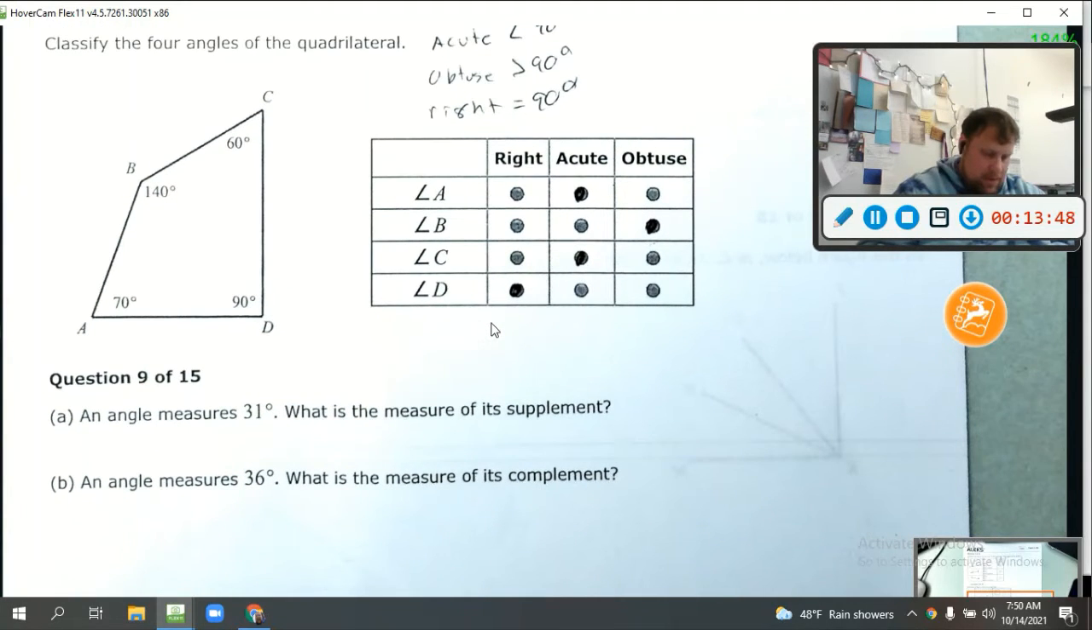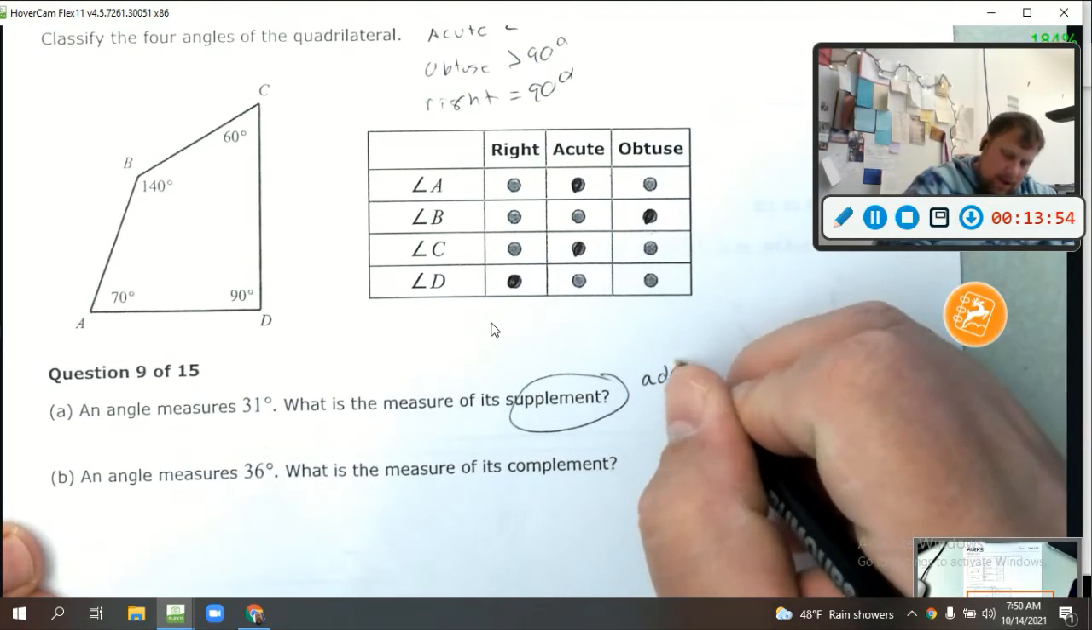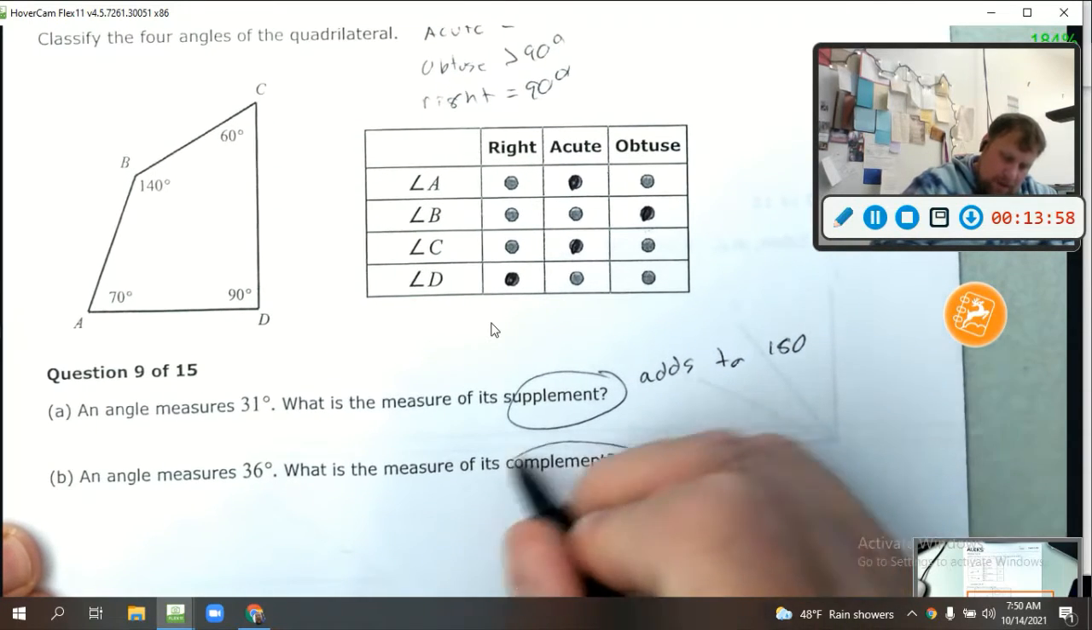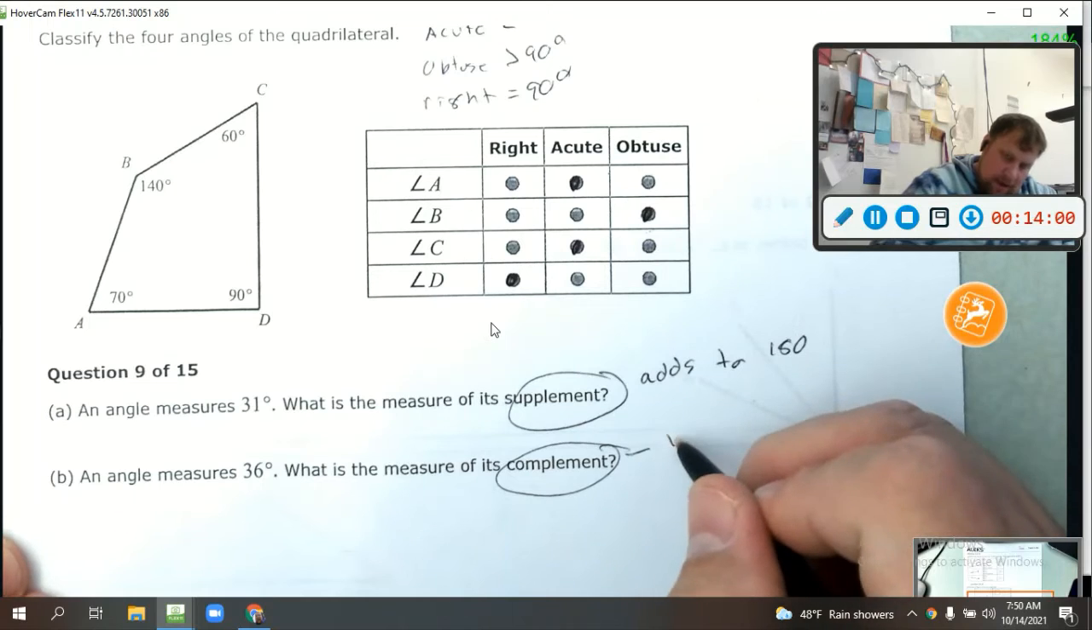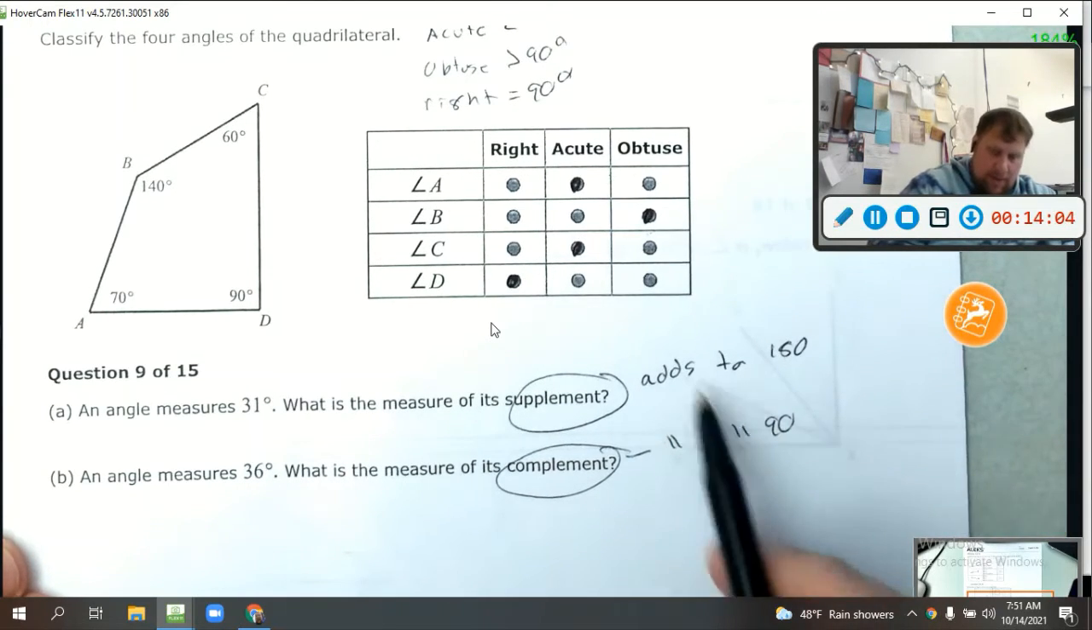An angle measures 31 degrees. What is the measure of its supplement? Remember, supplement means adds to 180. Complement is adds to 90. That just means I'm copying what's above it, okay?